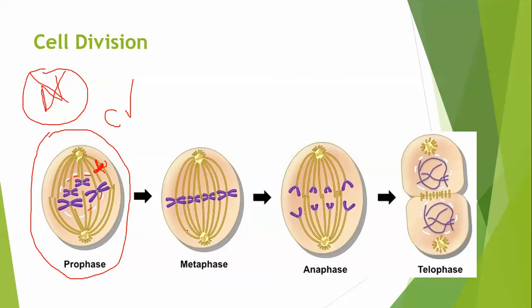And then metaphase. This one's the easiest one to remember. M for metaphase, M for middle. So the chromosomes line up in the middle. Here's another easy one. Anaphase. A for anaphase, A for apart. The chromosomes are pulled apart.